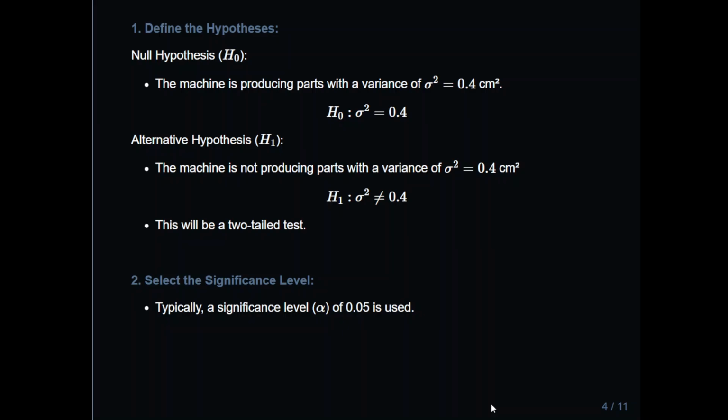So H1: sigma squared not equal to 0.4. This is a two-tailed test, just as a remark. It doesn't really tell us the significance level, but we'll just use the significance level of 0.05 as it's standard in many undergraduate and master's courses. That's not a law or anything; unless you're told otherwise in the exam, just go with 0.05.